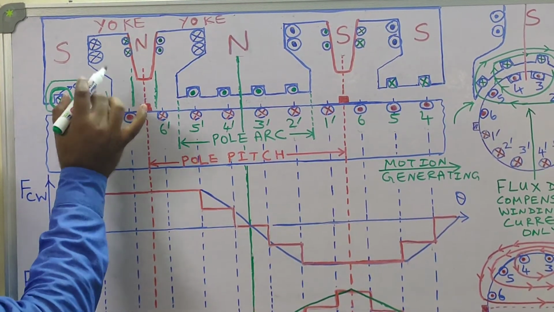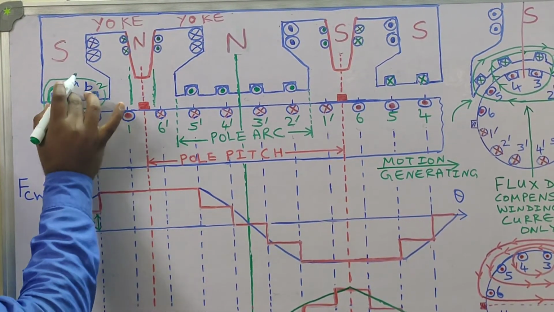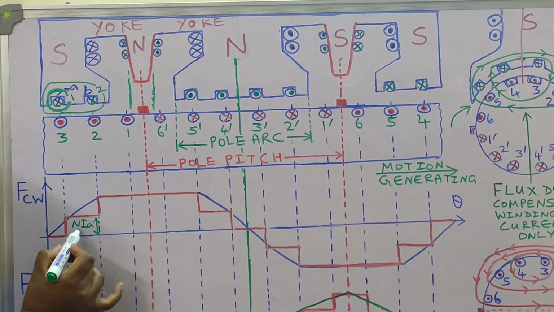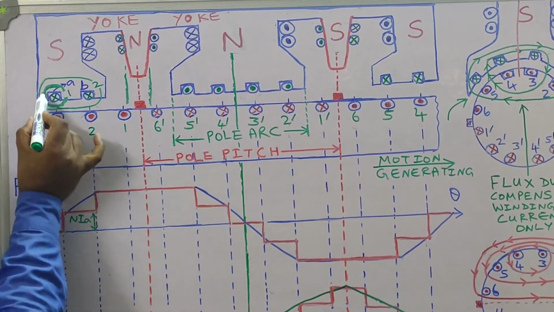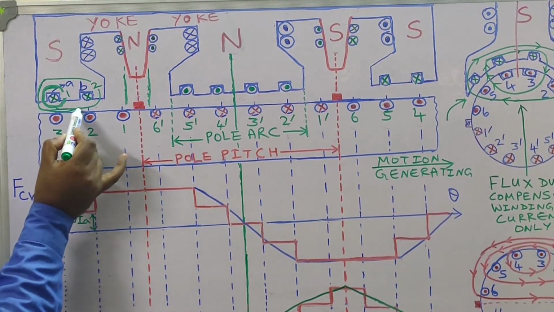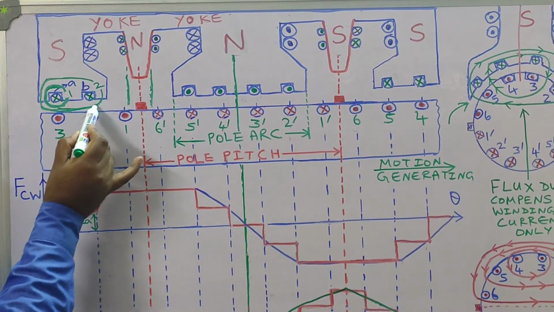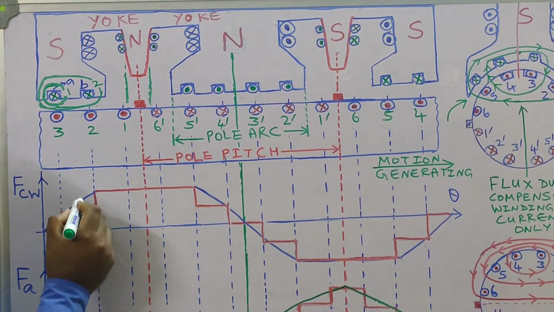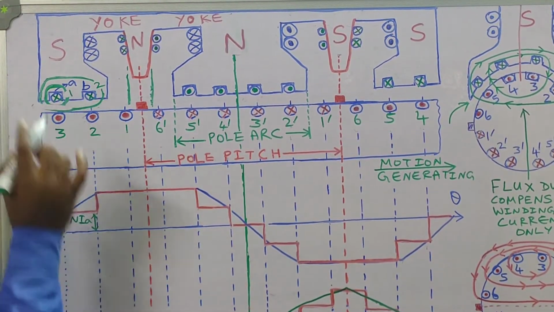Now you choose this path. Let me name it path number 2, and this was path number 1. In path number 1 the current enclosed was N into Ia. In path number 2, what is the current enclosed? You just follow this marker pen. The current enclosed in this path encloses two compensating winding conductors. So it will be 2N into Ia, because the current carried by the compensating winding is Ia.